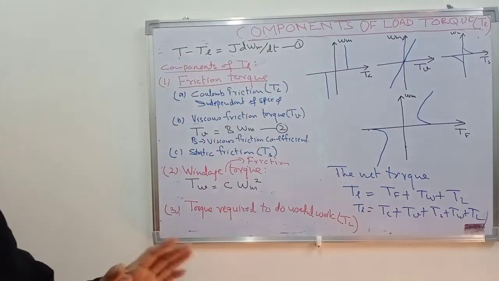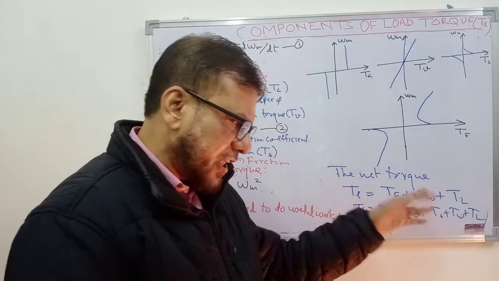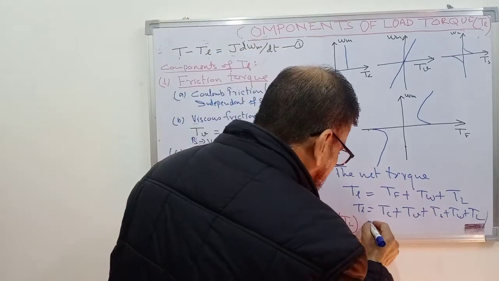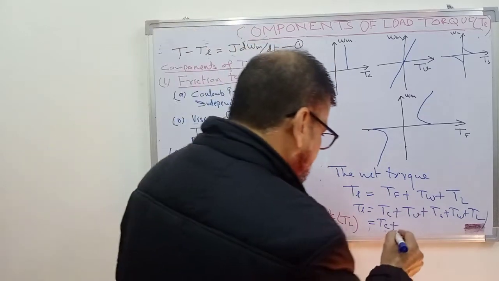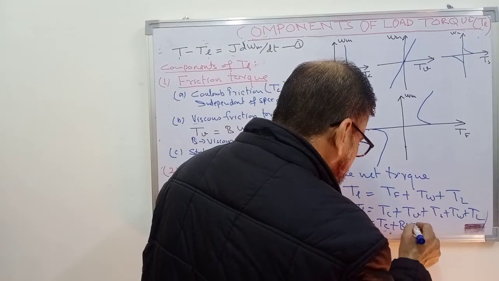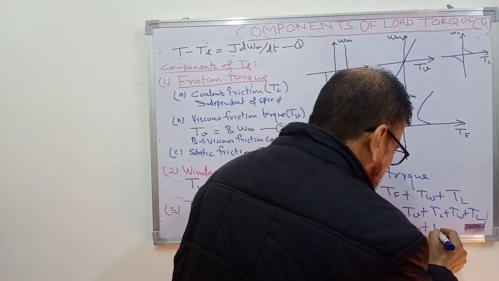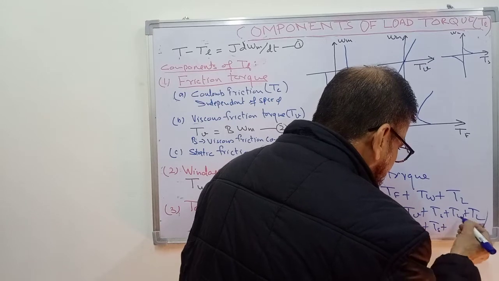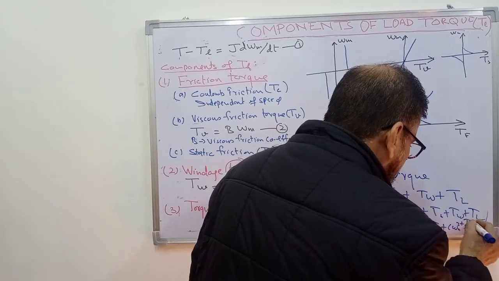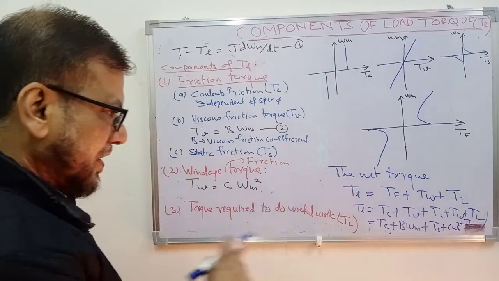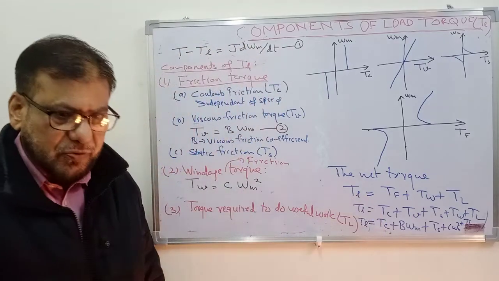We can write these components in terms of speed also. So if you write it like this, TC, TV can be written as B omega m, TS, let us write it as it is, TW is C omega m square plus TL. So these are the various components of load torque in terms of equation.